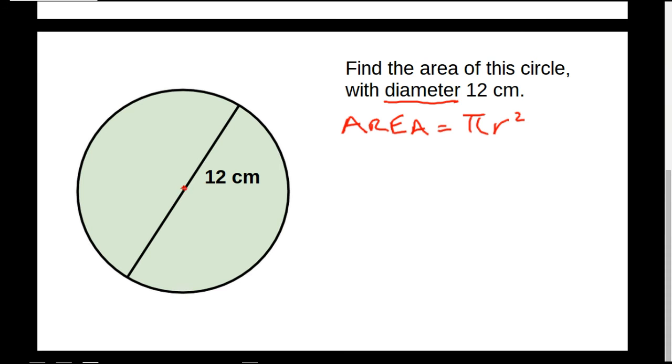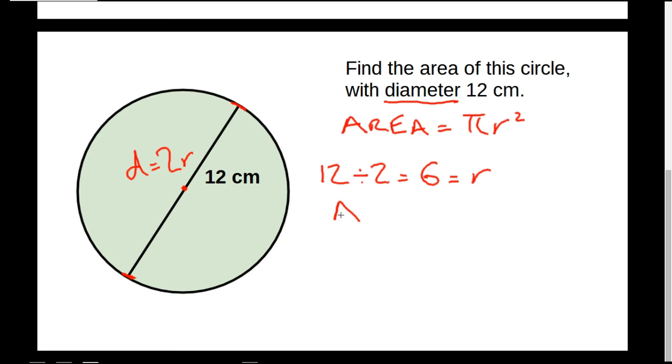The diameter, remember, goes from one point on the circumference all the way through the center and all the way out the other side to the opposite point on the circumference, which means, considering the radius is from the center to one point on the circumference, the diameter is 2 radii. It's 2 lots of the radius. So our diameter is 2 times the radius, which means if we've got the diameter and we want our radius, then our radius is half of whatever the diameter is. So in this case, diameter of 12 divided by 2 will give us a radius of 6.